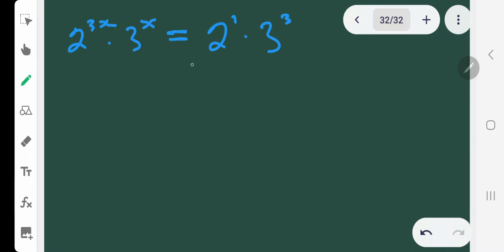So when we look at this equation, we see the corresponding terms. We see 2 raised to the power 3x corresponds to 2 raised to the power 1. Again, we see 3 raised to the power x corresponds to 3 raised to the power 3. So from here, we have to make good use of the corresponding terms. So here we can divide both sides by the corresponding terms.